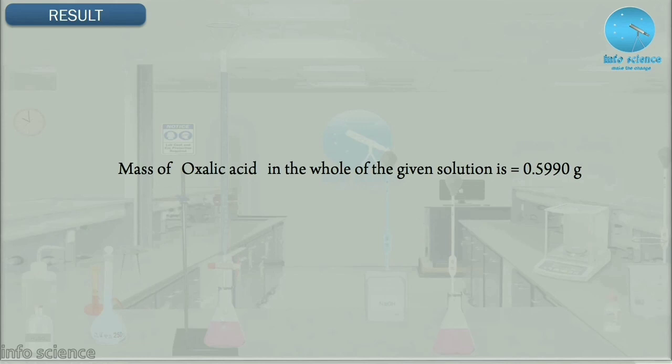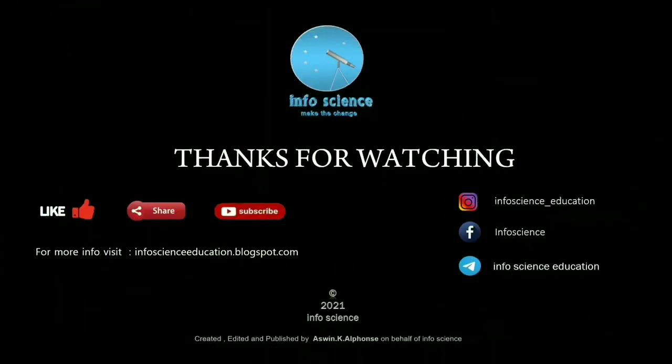So this is the experiment which we have conducted for the estimation of oxalic acid. In the first step, we prepared standard Mohr's salt solution. In the second step, we standardized the KMnO4 solution with the help of Mohr's salt solution. And finally, we estimated the oxalic acid with the help of standard KMnO4 solution. So we have to follow 3 procedures for this estimation of oxalic acid.